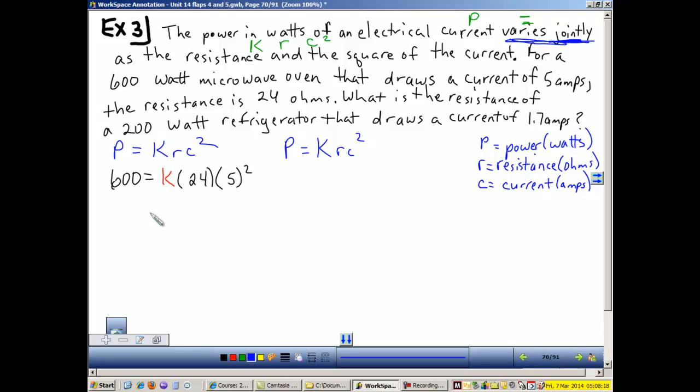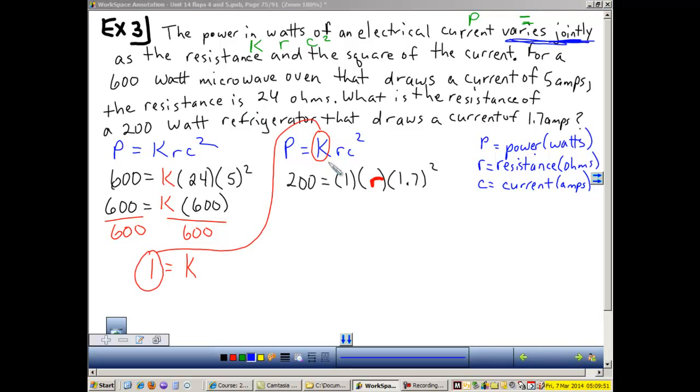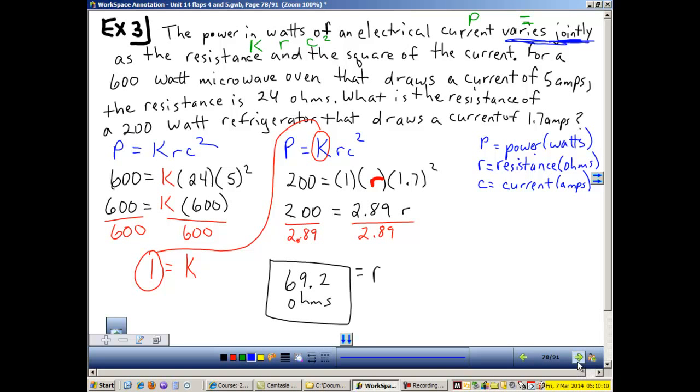Filling in our knowns on the left, we get 600 is equal to K times 24 times 5 squared. This gives us K is equal to 1. Substitute this back into the right equation with the other things we know. 200 is equal to 1 times R times 1.7 squared. Simplifying, we get R is equal to 69.2 ohms.